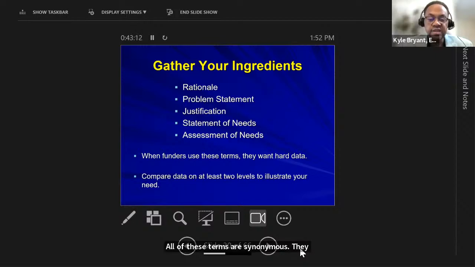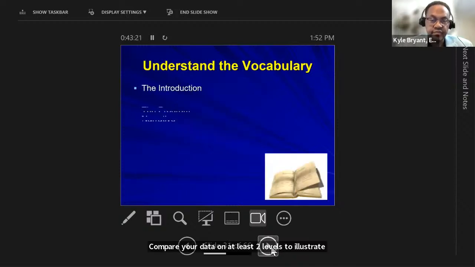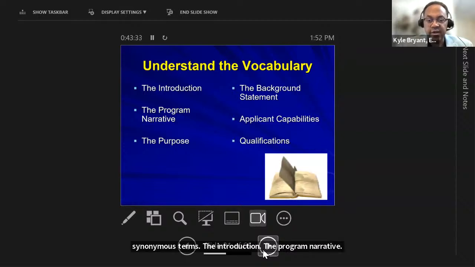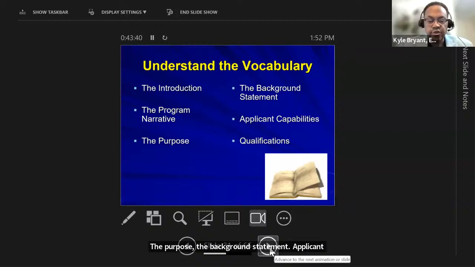When funders use these terms, they want hard data. Compare your data on at least two levels to illustrate your need. In terms of understanding the vocabulary, these are also synonymous terms: the introduction, the program narrative, the purpose, the background statement, applicant capabilities, and qualifications. These are all asking you to tell us about yourself, your organization, your purpose, why you're doing what you're doing.